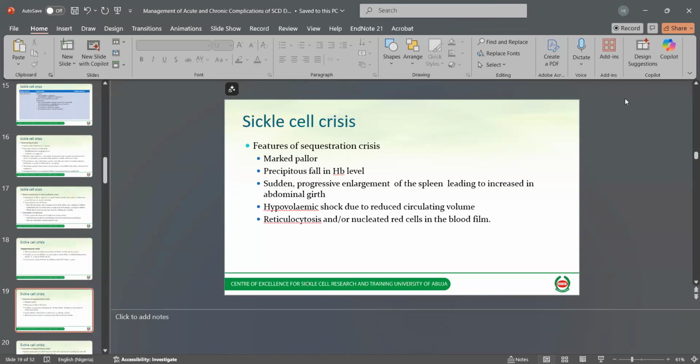And the patient could actually go into hypovolemic shock due to reduced circulating volume. The spleen can actually pool a very large amount of blood, so the patient can have hypovolemic shock. Reticulocytosis and nucleated red cells can be seen in the blood film.